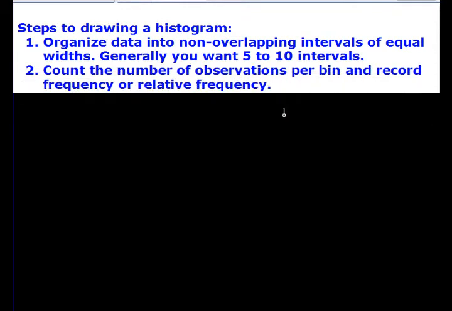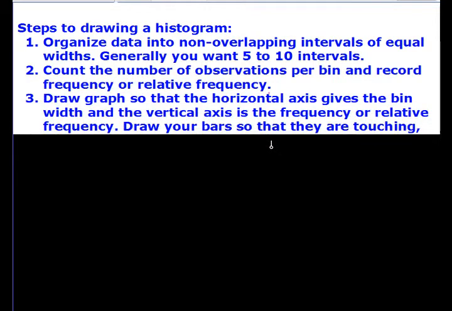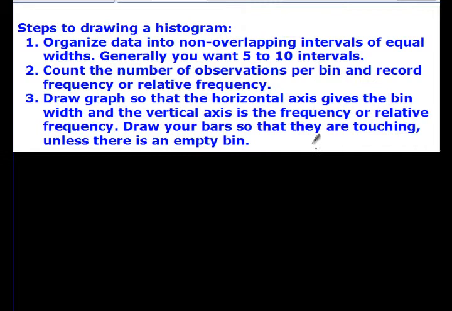If you have too few, you won't be able to tell what's going on with the data, and if you have too many, it'll be hard to tell what's going on with the data as well because all the bars will be really small, or all the bins. So then we want to count the number of observations that will go in each bin and record the frequency and or the relative frequency, and then draw our graph so that the horizontal axis gives the bin width and the vertical axis gives the frequency or the relative frequency.